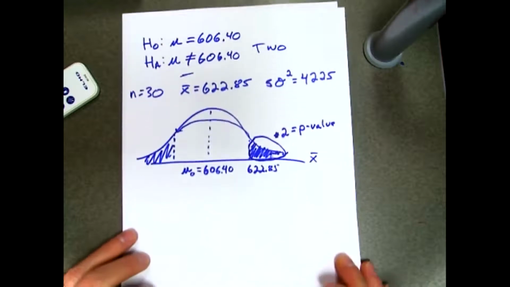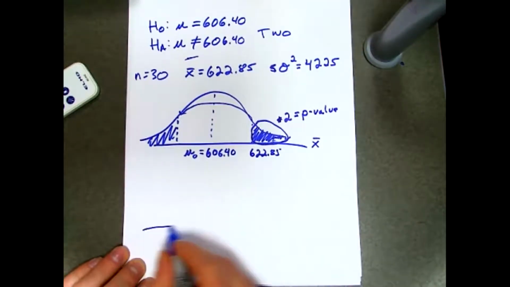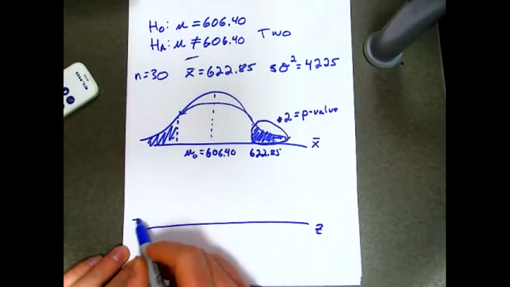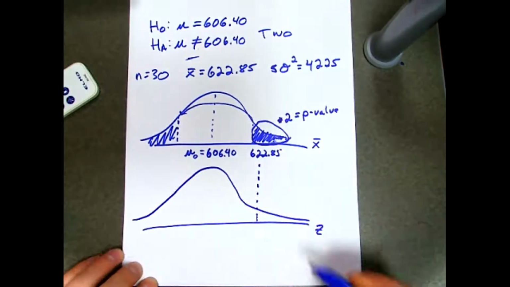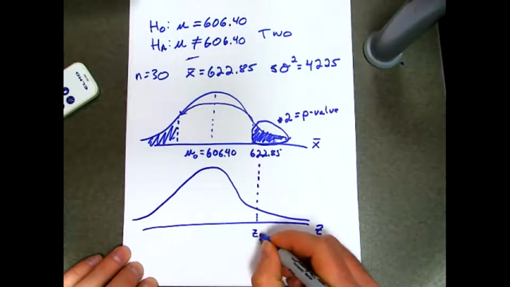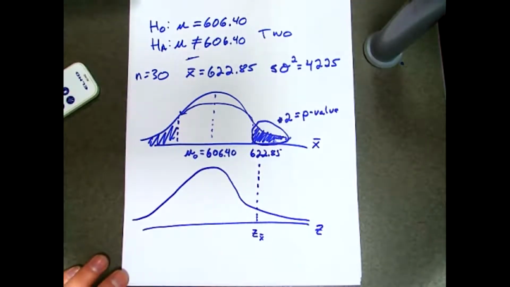So, how can we do this, right? Well, we've got a normal distribution. We should be able to turn that sample mean value we found into a z statistic, right? Or into a z value. Okay? Now, what's the equation that we had for this?